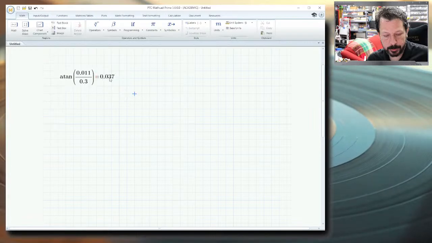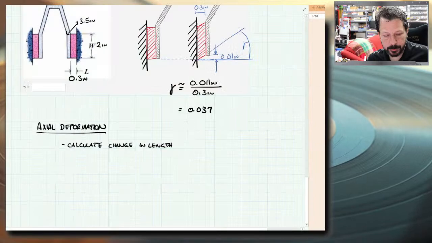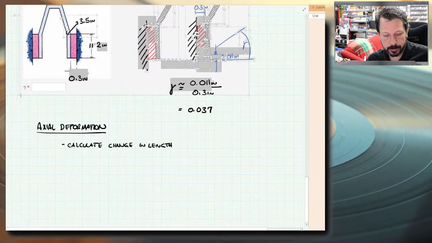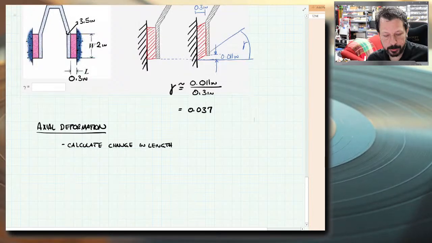But in radians, if I do the inverse tangent or the arc tangent of the same numbers, I get .037. If I just divide the numbers, I get .037. So I think it might be a radian versus degree issue why you would get different numbers. The other thing that could cause them to be different numbers is if this strain was really large. Wow, that's weird. This 0.011 number is pretty large. I don't know how much, 0.1 maybe. Then this approximation won't work anymore.